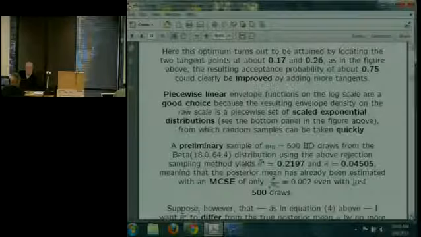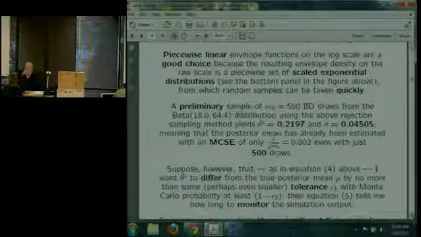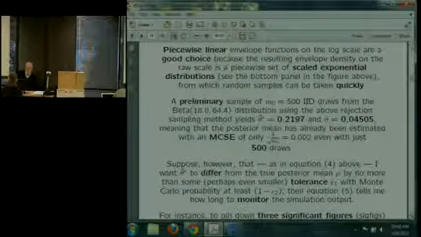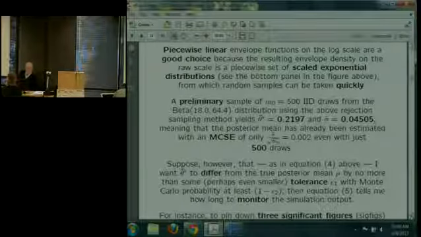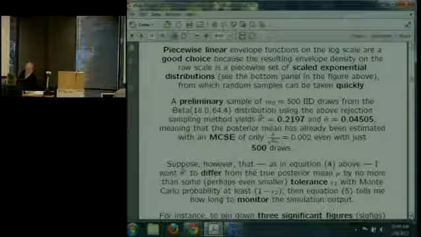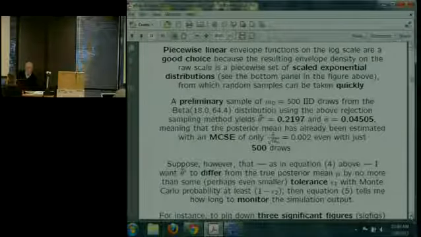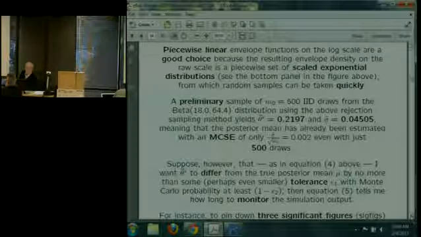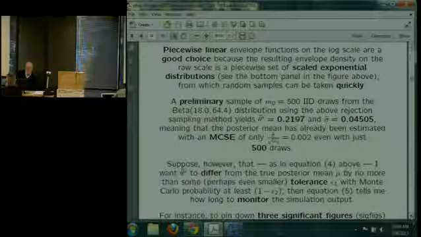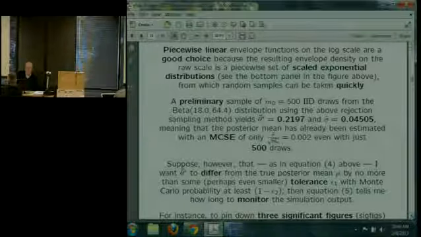But suppose, as we had before, that I want theta bar star to differ from the true posterior mean mu by no more than some tolerance epsilon 1 that might be even smaller than 0.002, and with Monte Carlo probability at least, let's say, 95%. Then I can use that equation I showed you before.